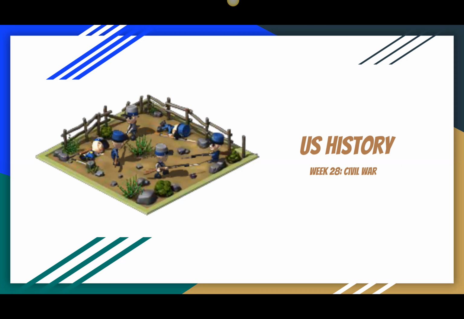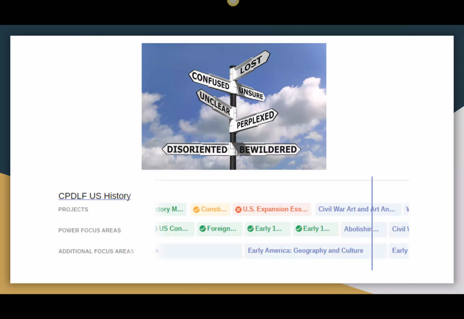We're going to continue our talk on the Civil War and the Civil War Art Analysis project that you should be working on. All right, where you are right now, again, you want to pay attention to that blue line. You want to be as close to that as possible in both the projects and the power focus areas. We should be working on at least close to the Civil War era focus areas right now.